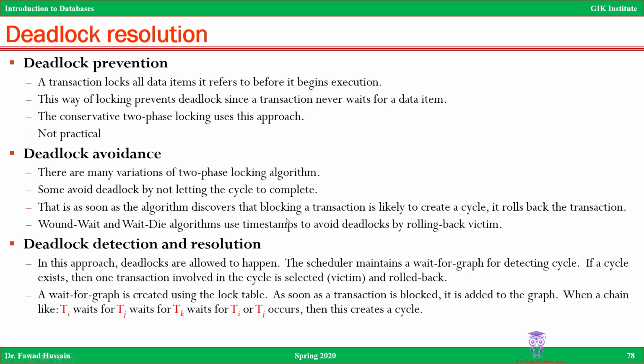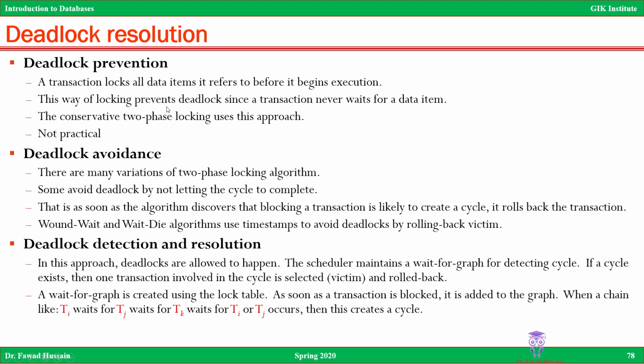So what happens if a deadlock does occur? How do we resolve that? For that, there are three ways we can do it. The first one is deadlock prevention. It means we don't let the deadlock occur in the first place. If there is no deadlock, then we don't have anything to solve. The way to do it is that a transaction locks all data items it refers to before it begins execution. So this is the conservative protocol.